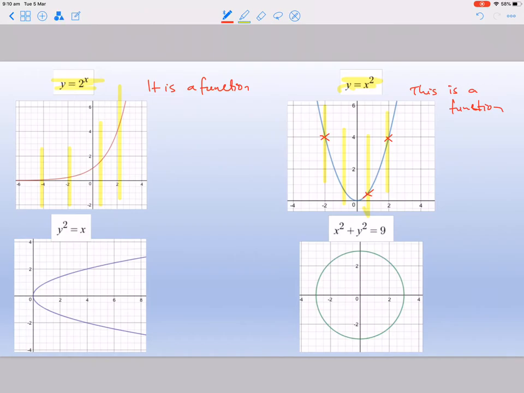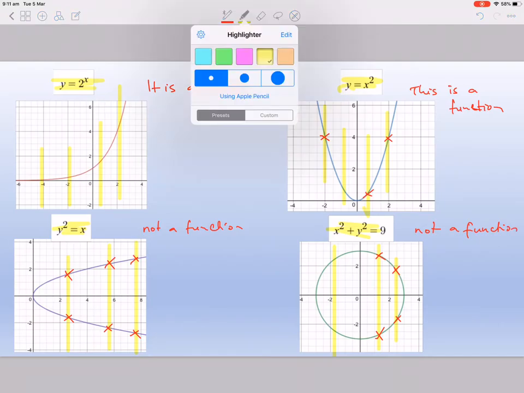Now the ones at the bottom, they're not functions because they fail the vertical line test. They cross twice here, twice here, twice there. And this one is the same, the circle also. It fails the vertical line test because in one vertical stretch it crosses twice. So let's write that down as well: not a function. They're just a relation. So all 4 are relations, and the top 2 are functions.